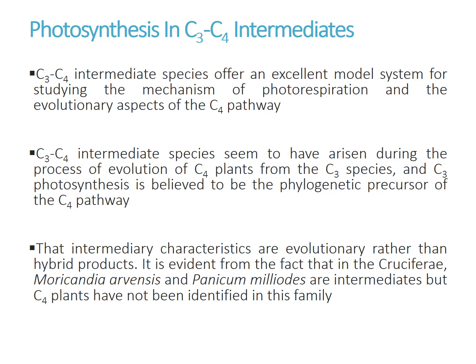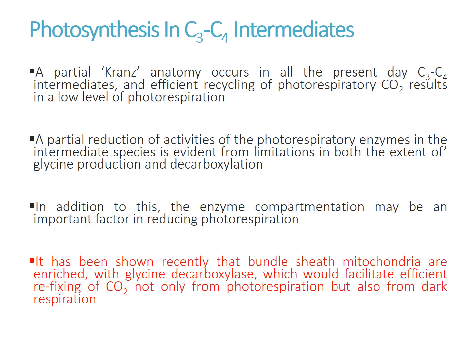Intermediary characteristics are evolutionary rather than hybrid products. It is evident from the fact that in the Cruciferae, Moricandia arvensis and Panicum milioides are intermediates, but C4 plants have not been identified in this family. A partial Kranz anatomy occurs in all the present-day C3-C4 intermediates, and efficient recycling of the photorespiratory carbon dioxide results in a low level of photorespiration.